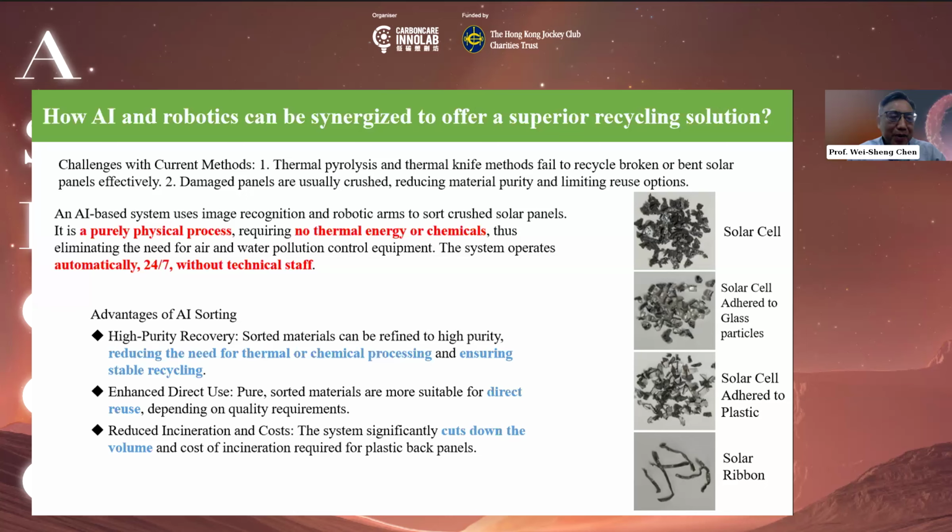So an AI-based system uses image recognition and a robotic arm to sort and crush the solar panels. It is a purely physical process with no thermal energy and no chemicals. So we can do it by ourselves now, and it gives a high purity recovery, enhances direct reuse, and reduces the incineration and the cost together.